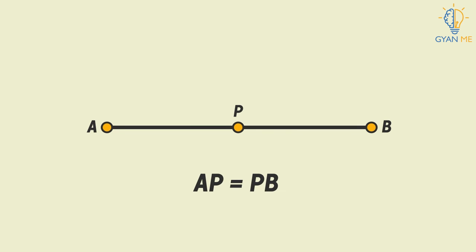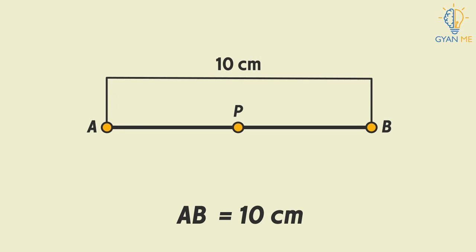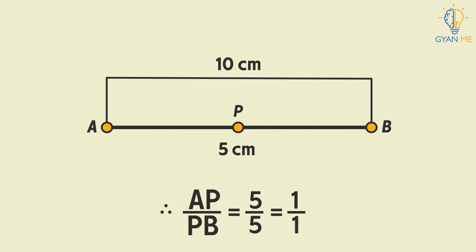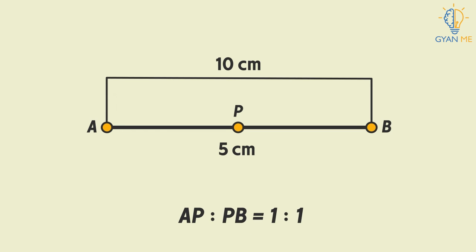equal to PB. Say, for example, AB is equal to 10 cm and P is at the center, that is 5 cm. Therefore, AP is equal to PB is equal to 5 cm. Therefore, AP upon PB is equal to 5 upon 5 is equal to 1 upon 1, or AP is to PB is equal to 1 is to 1.